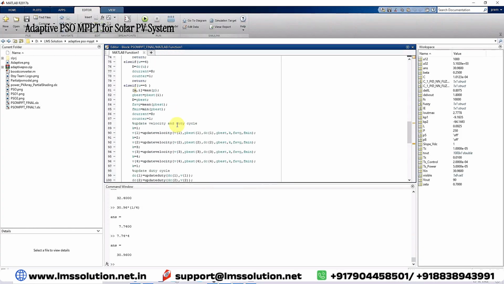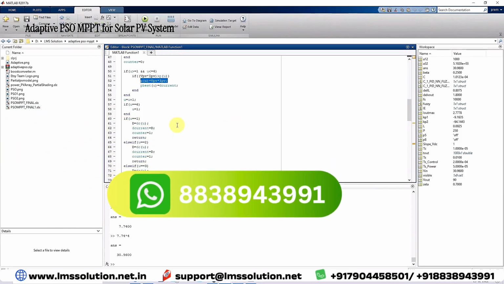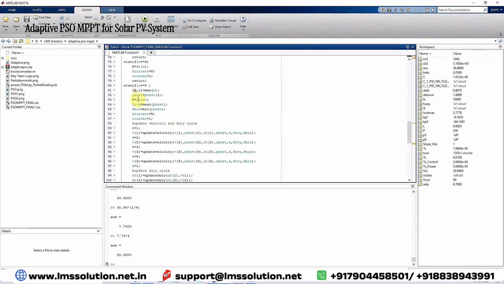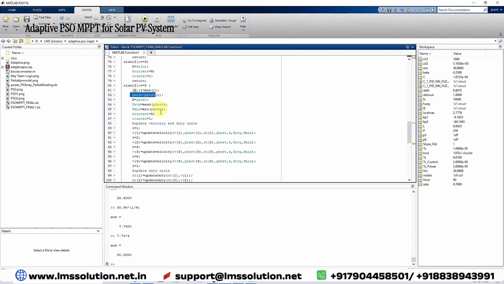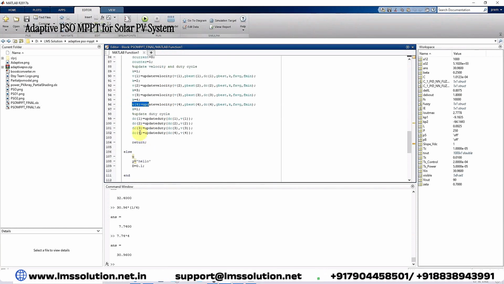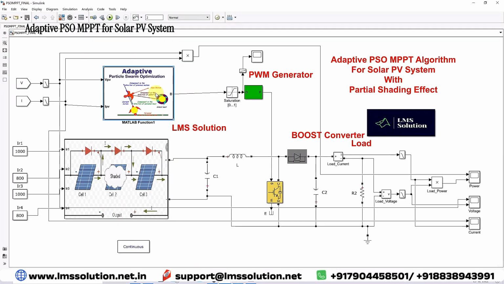And then, after the first iteration, we want to find out the population best and global best, and then go for the iterations. The iteration will start from here with the global best and the population best. We have to update the velocity, and then update the duty cycle by using these functions. After some iterations, what happens? The adaptive PSO will generate the global duty cycle to extract the maximum power from the PV panel.